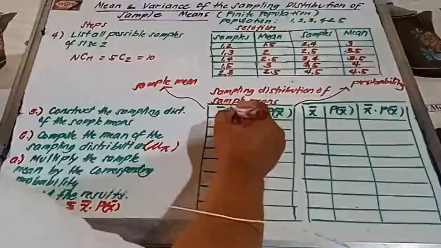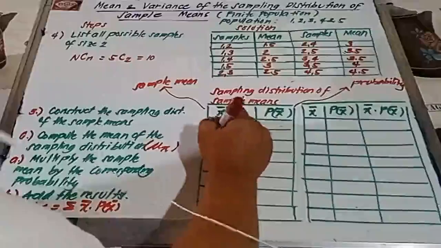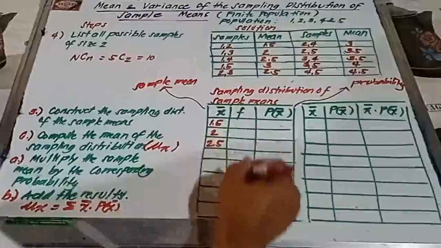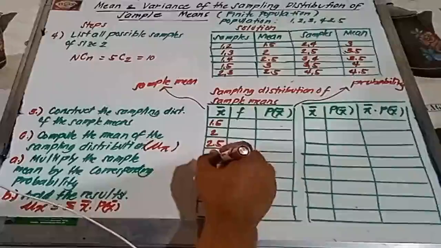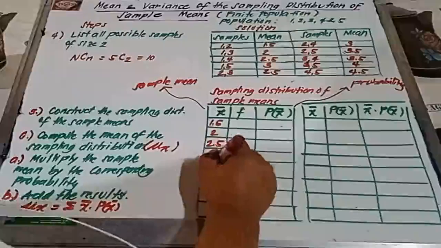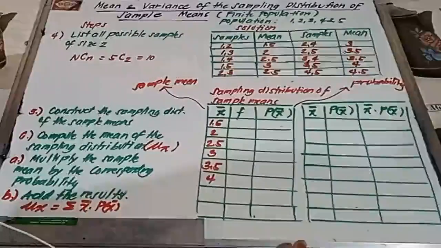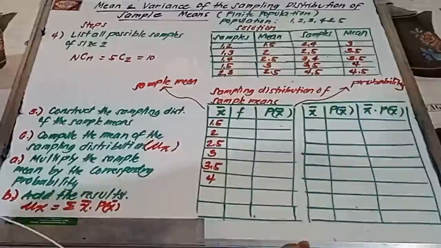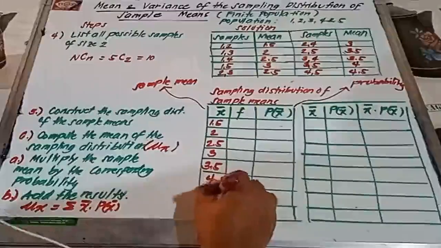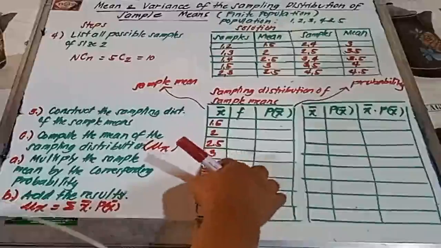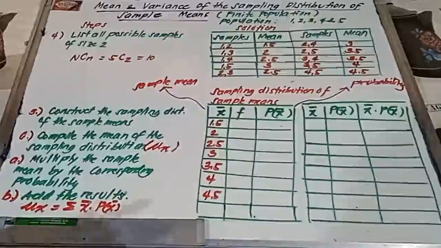Okay, kunin natin yung probability at saka ilagay natin dito yung mga sample mean. Let's start tayo sa 1.5, then 2, 2.5, 3, 3.5, 4, 4.5. Okay, ilan to? 1, 2, 3, 4, 5, 6, 7. Dito na lang natin ilagay yung total.